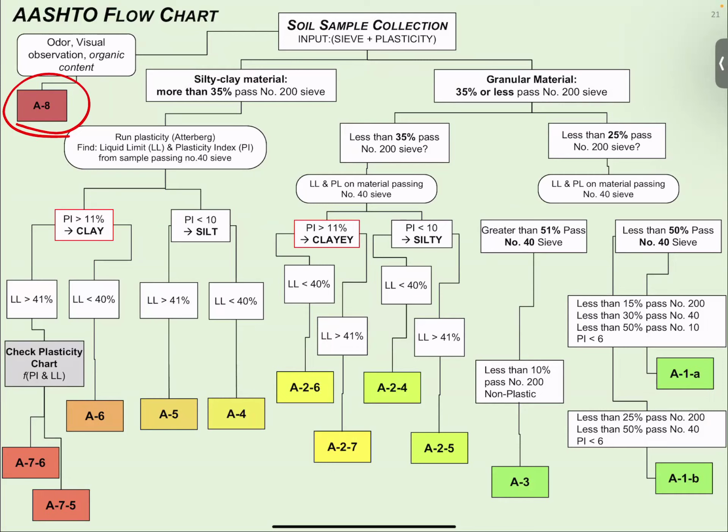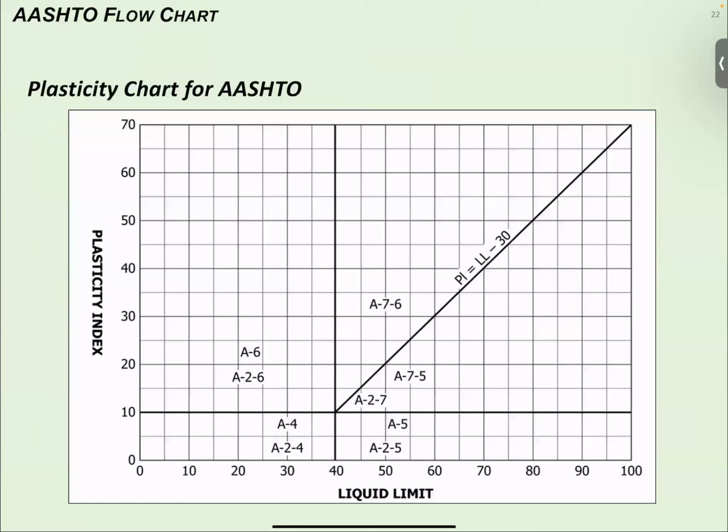For our silty clay material, that's going to be that 35% or less passing the number 200 sieve. If we have less than 35% passing the number 200 sieve, then that's our granular material. If we have greater than 35% passing, then that is going to be our silt and clay material. On this side, the good stuff is all off to the right, and it gets worse and worse as we progress off to the left. Now to show you the plasticity chart for AASHTO, it looks kind of similar, right?